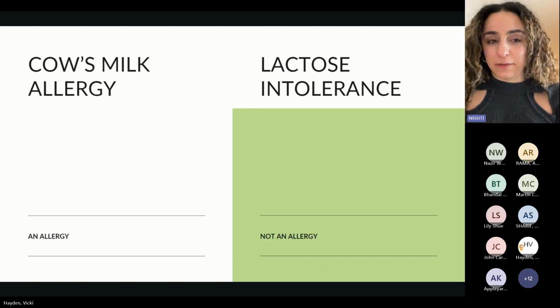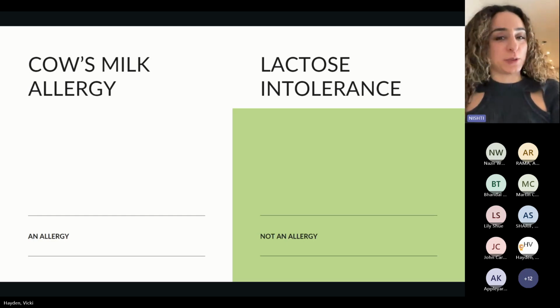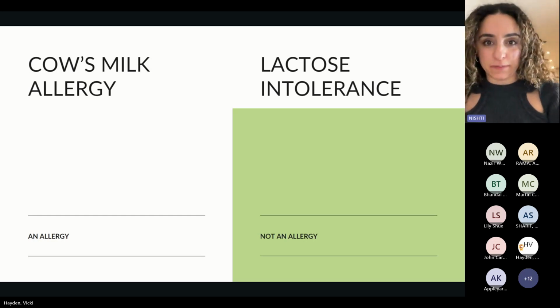So in very short terms, cow's milk allergy is an allergy and lactose intolerance is not an allergy.